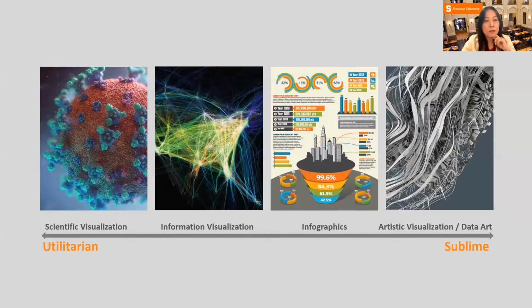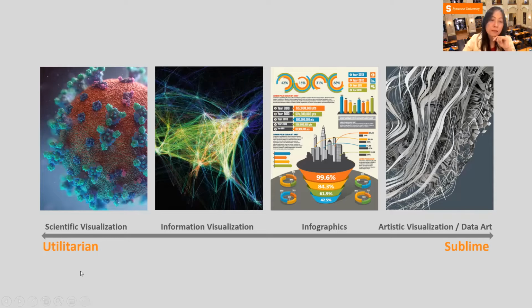All right, this is a scale. I want to get right to it because it shows in general where things have landed in the field of visualization and data art. On the left side, we see scientific visualization, or some people like to call it programmatic visualization. On the right side, we see artistic visualization and data art. And in between, there's information visualization and infographics.